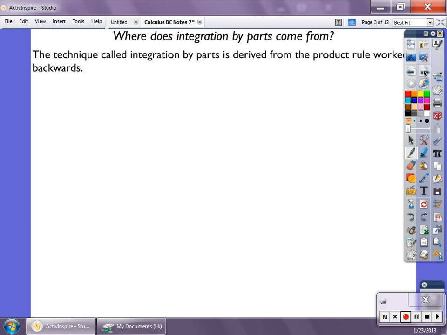So integration by parts is derived from the product rule, and it's just the product rule worked backwards. If we look at a product of u times v, and we want to take this derivative, d/dx, this is going to be: leave the first one alone, take the derivative of the second, add to that, leave the second one alone, take the derivative of the first, du/dx.